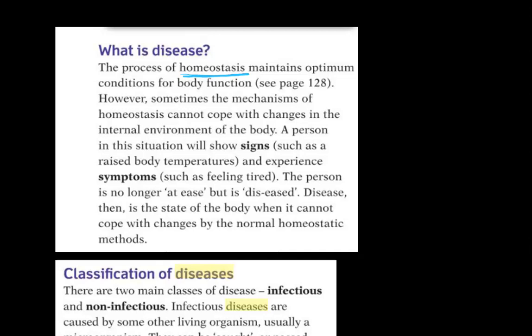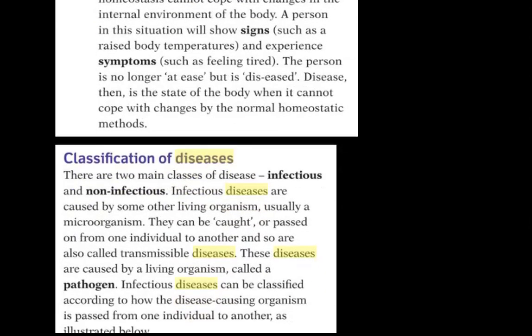You would consider homeostasis to be where the body functions in all of its different systems, such as your circulatory system and your respiratory system. If there is some deviation from that, then that is categorized as a disease.